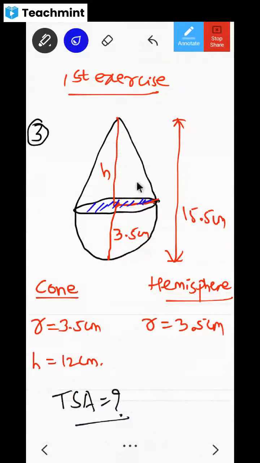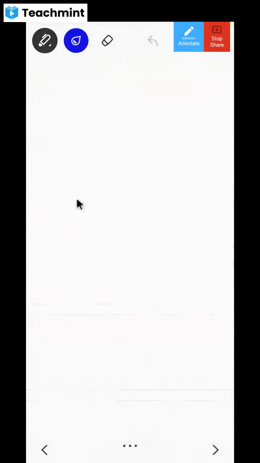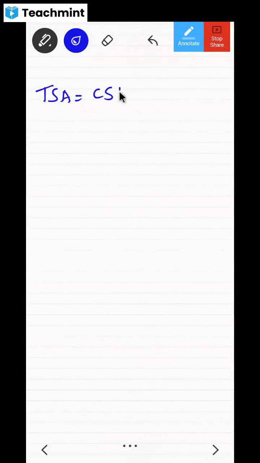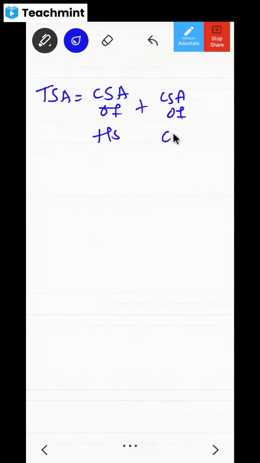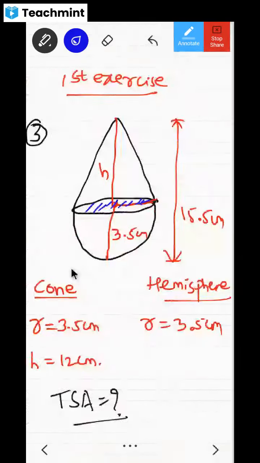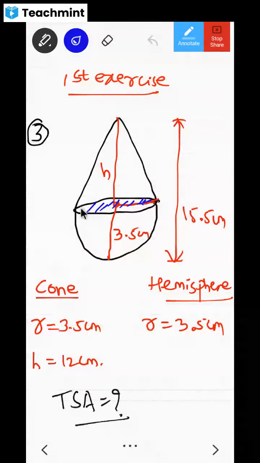Now the total surface area of this toy means you have to take the curved surface area of this hemisphere and the curved surface area of this cone. That's it. So can I write: total surface area is equal to curved surface area of hemisphere plus curved surface area of cone? This is how I am supposed to write, because for the cone I would have taken the total surface area, but the bottom circle is not there. It is mounted, no?